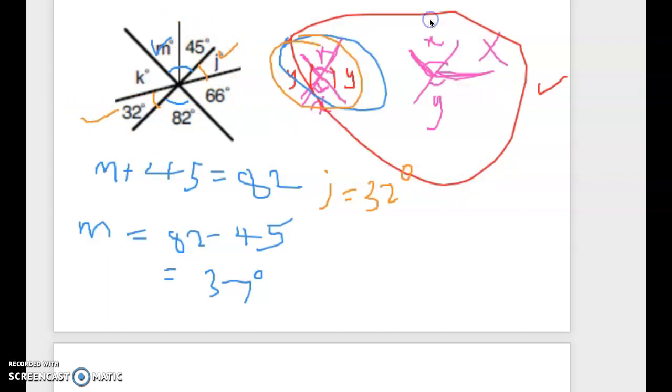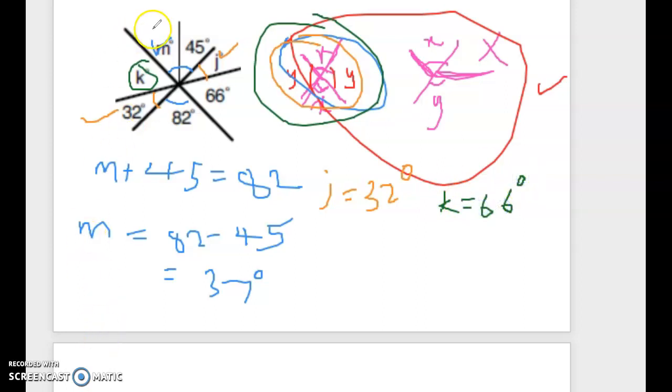Okay, now I will go for k. I know k is also forming under a straight line, so it applies here. So I can say k is also equal to 66 degrees. Am I clear or not?